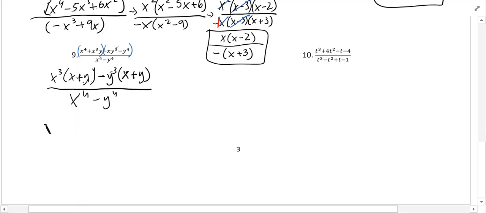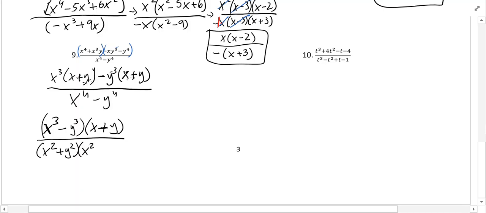So you can rewrite this as x cubed. Remember, you put the GCFs in one parentheses, x cubed minus y cubed. And then since you have both of these, x plus y and x plus y, you can bring that down and put x plus y. You only have to bring one of them down. Now if you notice the bottom, x to the 4th minus y to the 4th, this is factorable because it's a difference of squares. So this can factor into x squared plus y squared over x squared minus y squared.